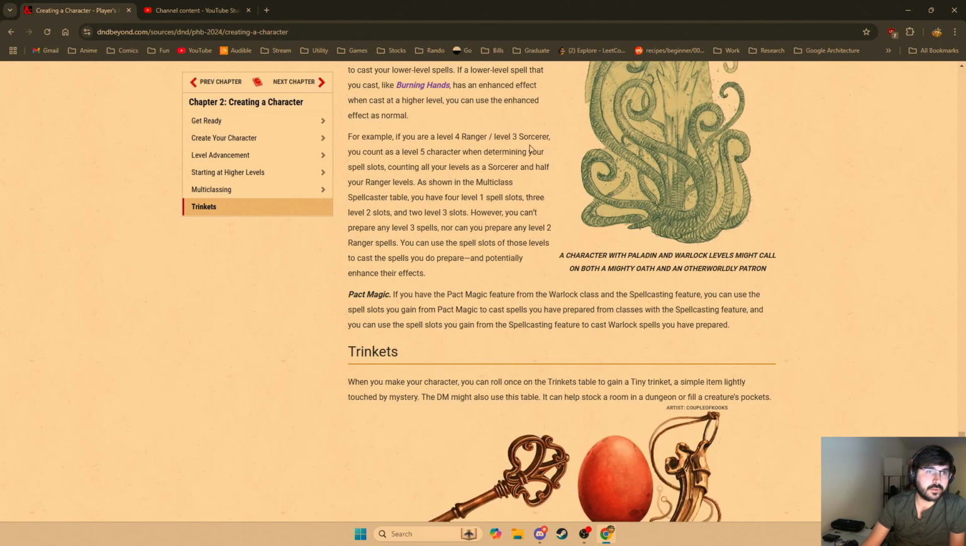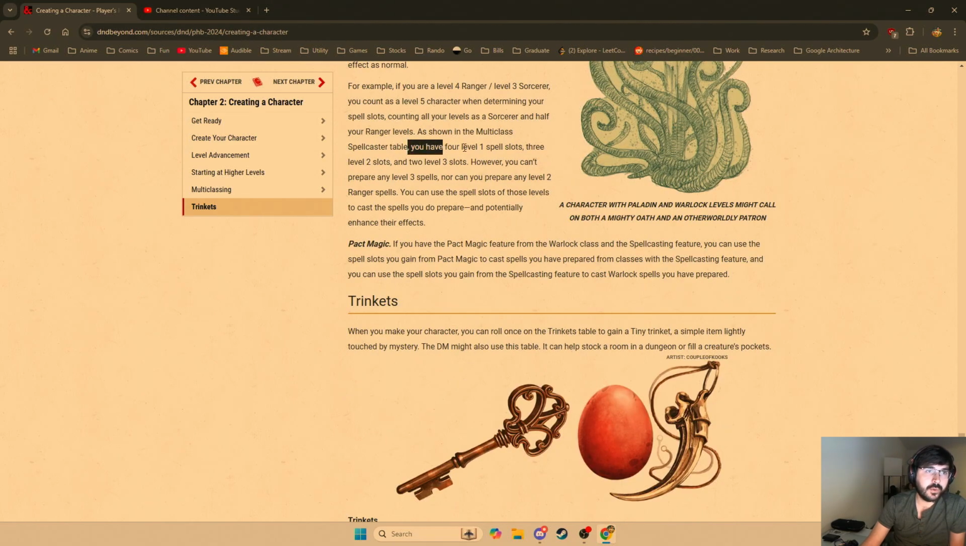A fourth level Ranger and third level Sorcerer count as a fifth level character when determining your spell slots, counting all your levels as a Sorcerer and half your Ranger levels, as shown in the multiclass spellcaster table. You would have 4 level 1 spell slots, 3 level 2 spell slots, and 2 level 3 spell slots. However, you can't prepare any third level spells, nor any second level Ranger spells. You can use the spell slots of those levels to cast the spells you do prepare and potentially get their enhanced effect. Like Magic Missile, instead of just being a level 1 spell, you could cast it at level 3, even if you didn't level up Wizard.